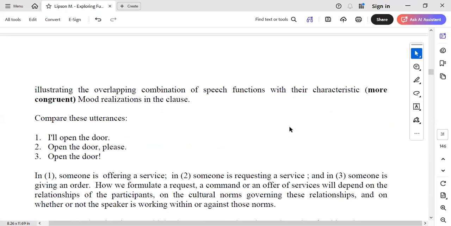I will open the door. What is this? Proposition or proposal?